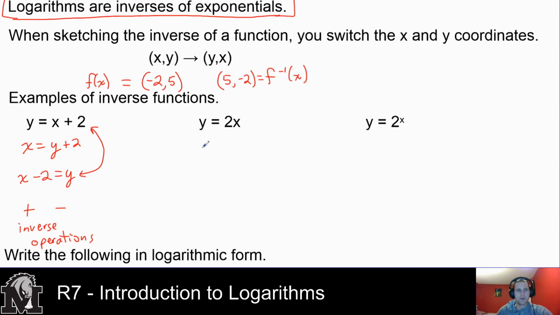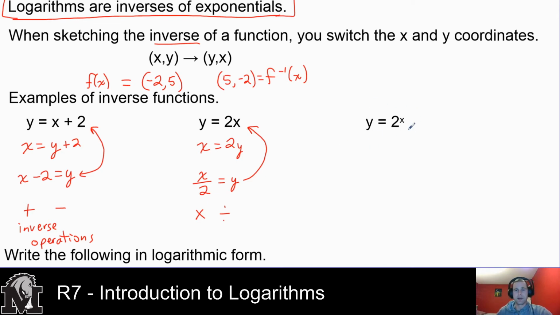Let's try this one here. So y equals 2 times x. If I want to find the inverse, I need to switch the x and y coordinates. So x equals 2y. But I want to get y by itself. So I'm going to divide both sides by 2. So I get x over 2 equals y. So this is the inverse of the original up there. In the original, I had 2 times x, or x times 2. Over here, I have x divided by 2. So now we have multiplication and division being our inverse operations. Kind of like the opposites.